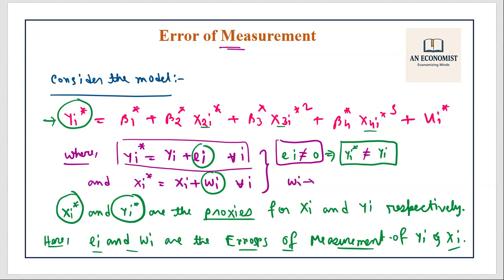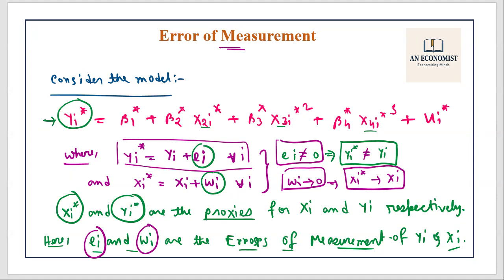And when wi goes to 0, same thing. If wi goes to 0, xi star will be going towards xi. Again, xi star will be tending towards the original xi, which means it is becoming the best proxy if wi, the error of measurement of xi, tends to 0. So ei is basically the error of measurement of yi, and wi is basically the error of measurement of xi. Right? I hope this is clear.